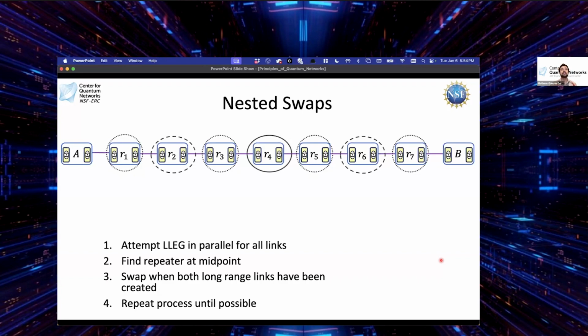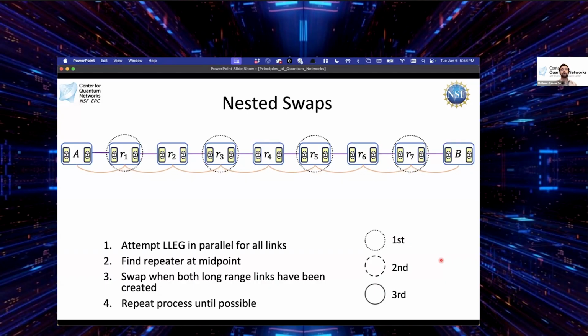circles. Now that we specified these 3 classes, we're going to do entanglement swapping first on the dotted circles, then on the dashed circles, and finally on the solid circle. Let's look how this goes. So we first generate link level entanglement for the links. We are performing this process in parallel, remember this.